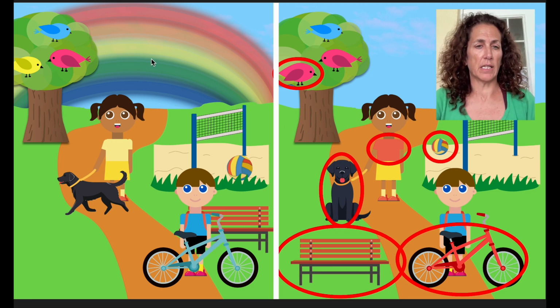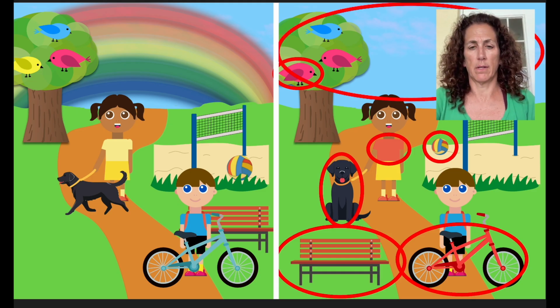In the picture on the left, there is a big rainbow. In the picture on the right, there is no rainbow. So that is the last difference. That is the 7th difference between these 2 pictures.